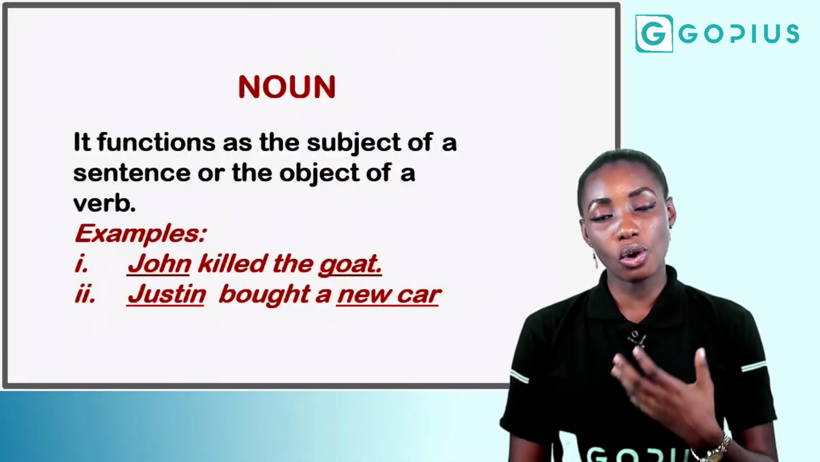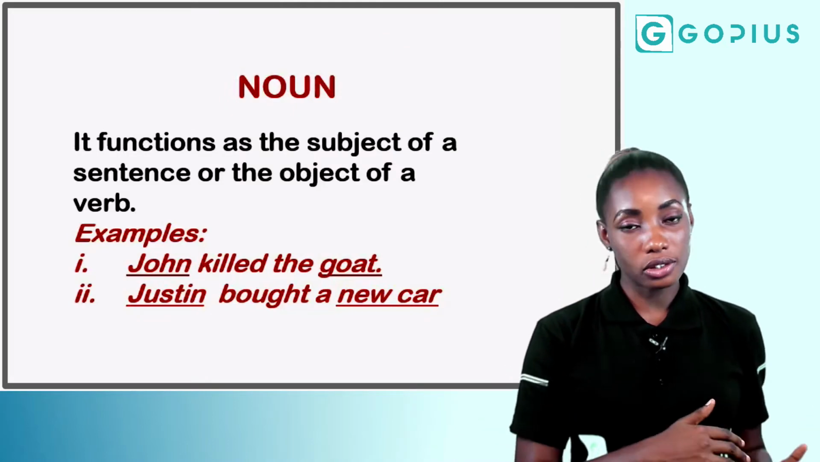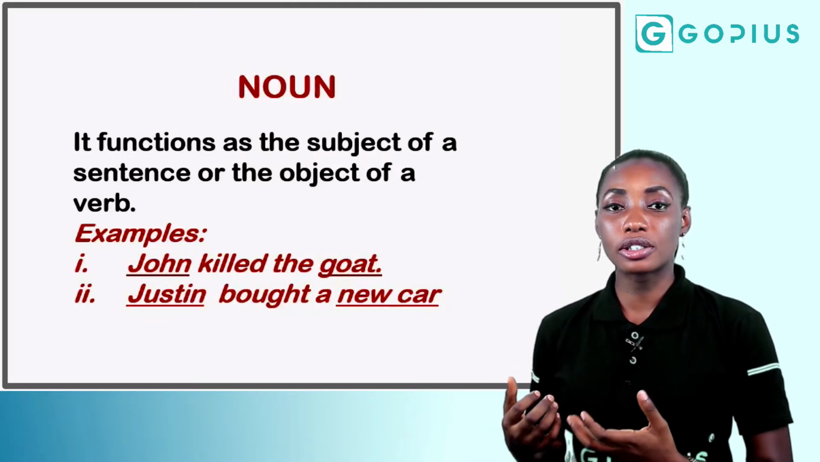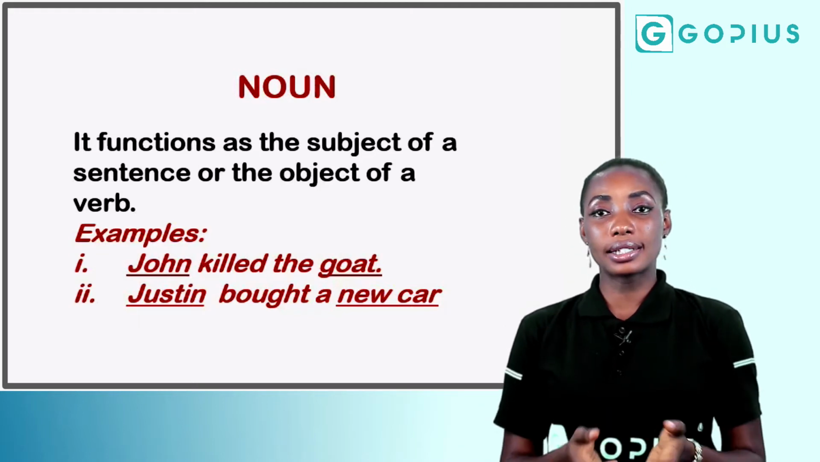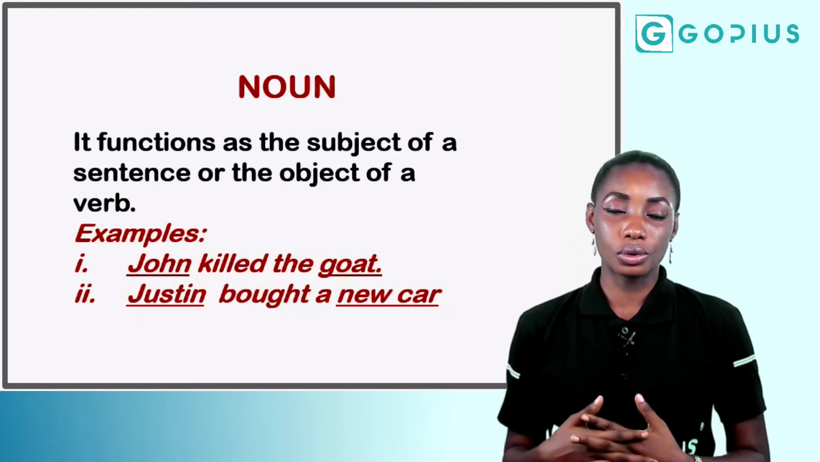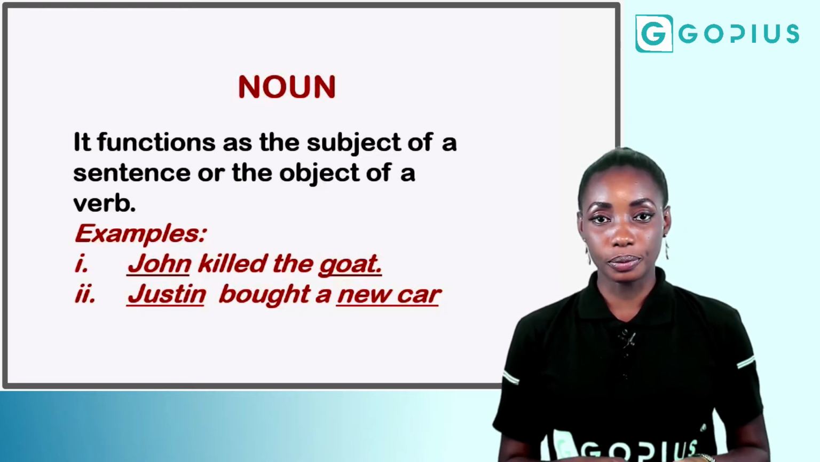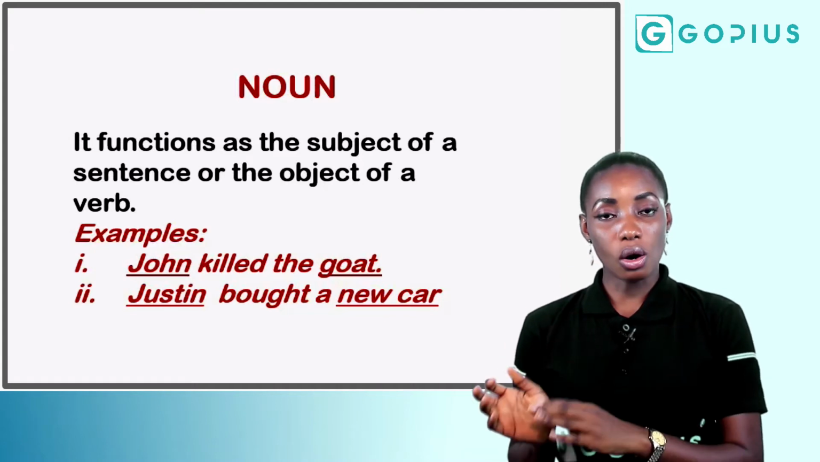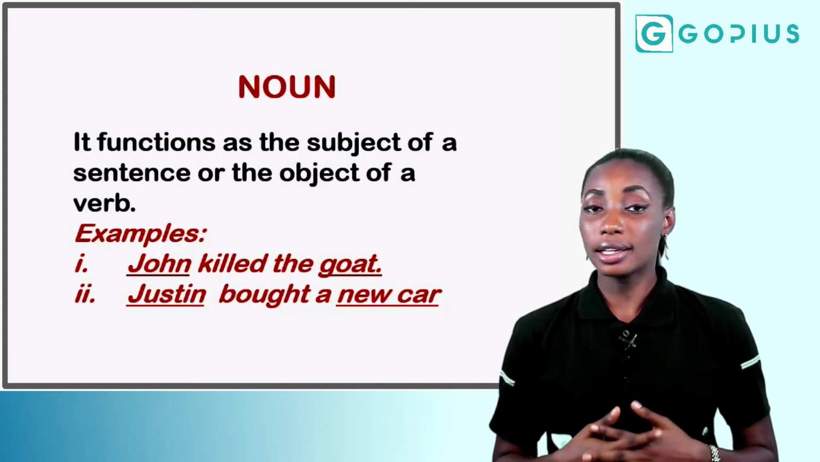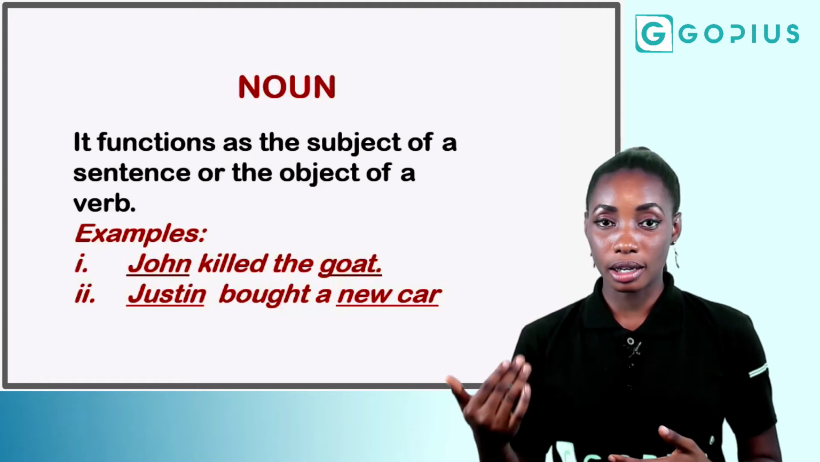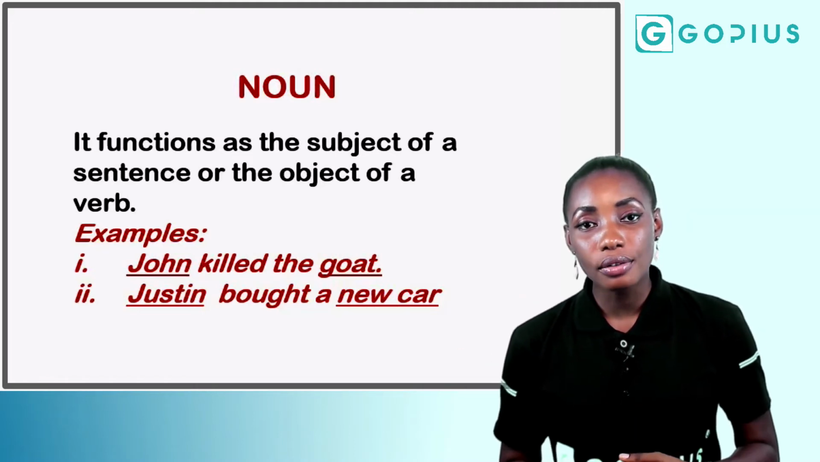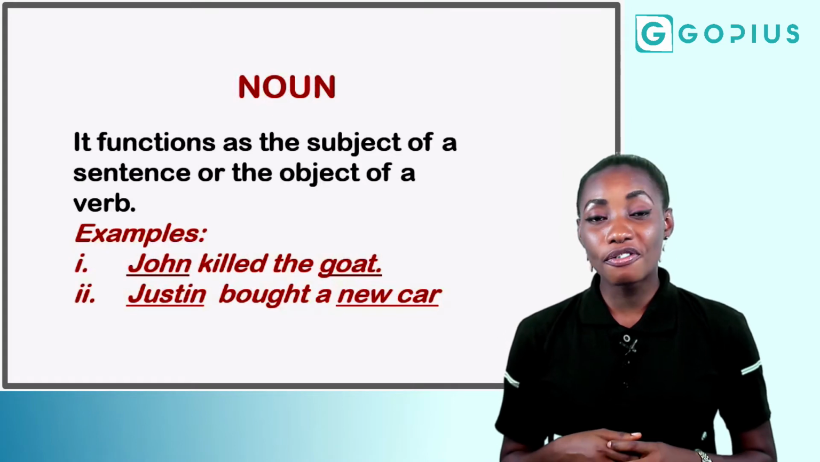So we're going to be looking at the function of the noun. The noun functions as the subject of a sentence or the object of a verb. So we'll look at this example. John killed the goat. John is the subject of that sentence. Killed is the verb. The goat. Goat there is also a noun. Don't forget I said the name of animals. Goat is also a noun and it is acting as the object of the verb, what? Killed.